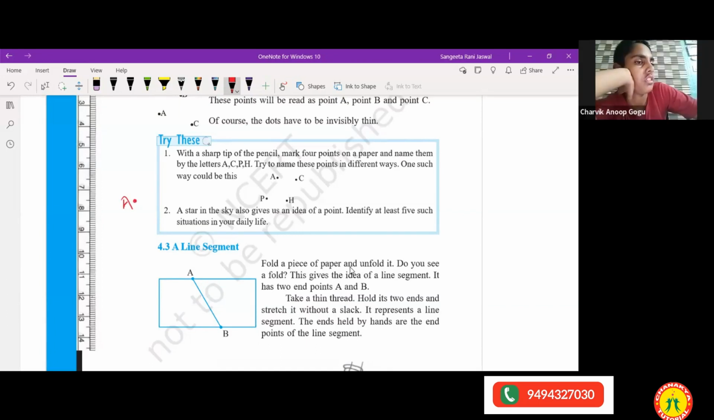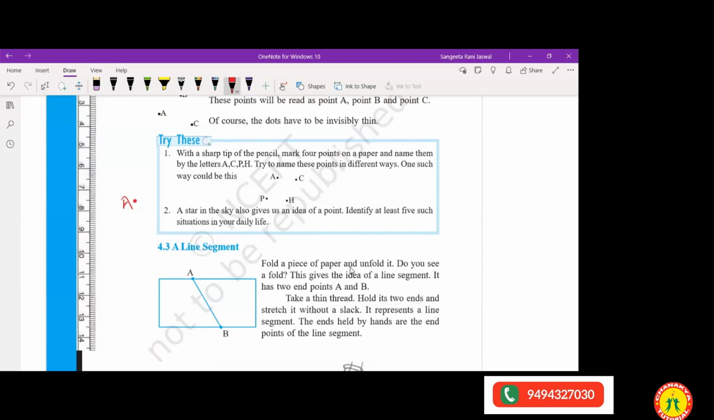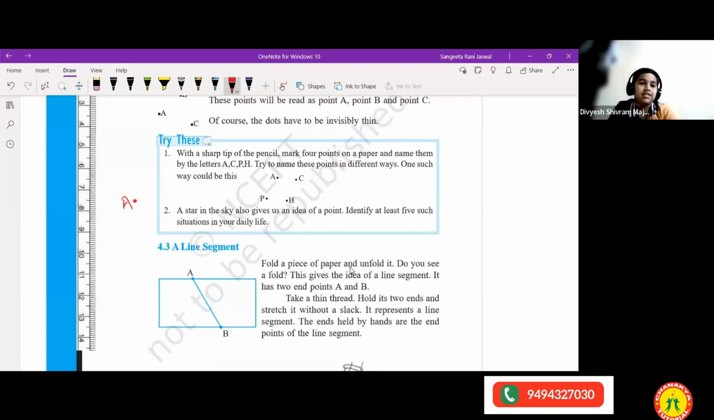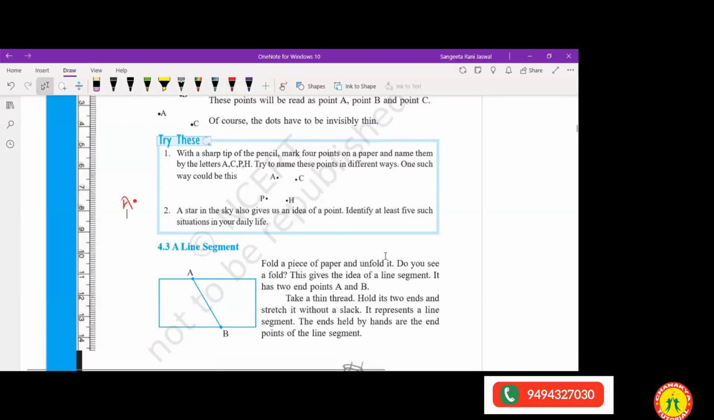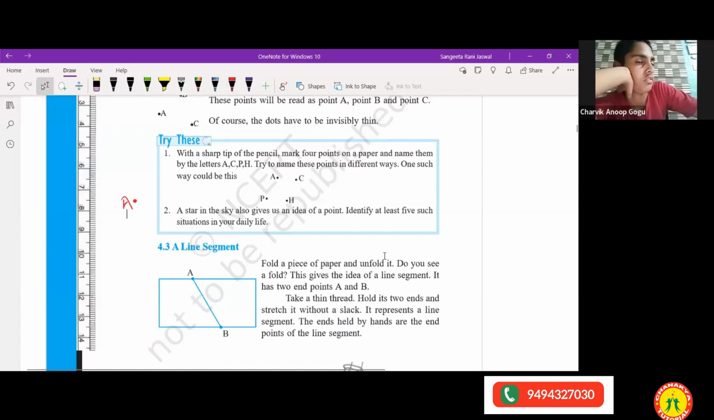It has no length, no breadth, no size. The point specifies the position, the exact location. Position, location, right?